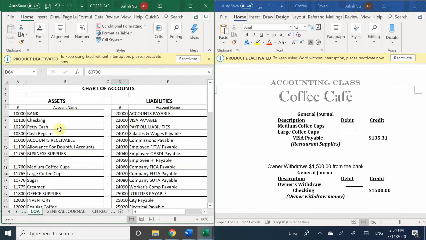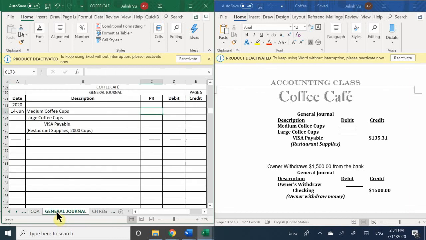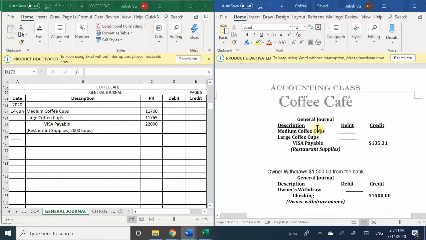Medium coffee cups is 11,760. Correct, right here. It's under business supplies, right? Okay. So what was it, 60 and 65? 760 and 765. So we're going to indicate that right here: 11,760 and 11,765. And my Visa payable is 22,000. So let's go ahead and look at the items that we bought.